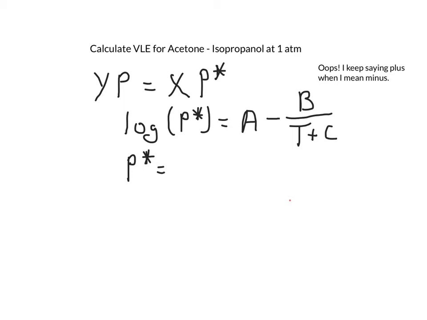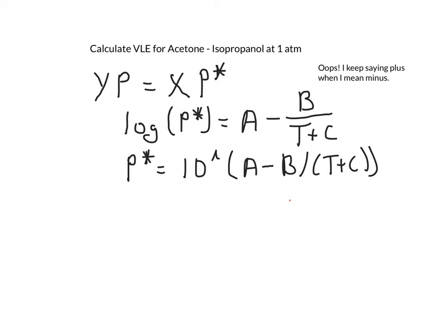Now, of course, I'll rewrite this as the vapor pressure is equal to 10 to the power of A plus B over T plus C, like that.